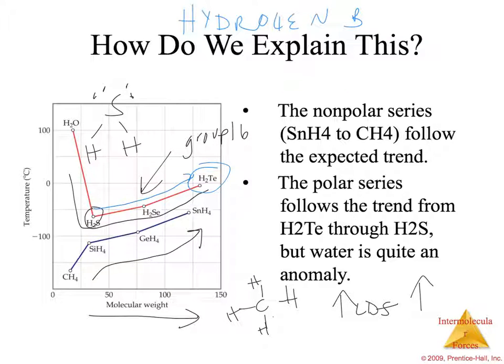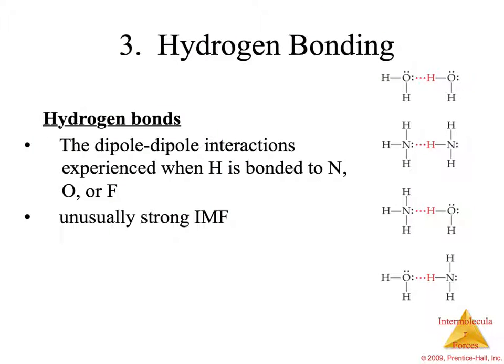The boiling point increases slightly as molecular weight increases. But this tiny molecule, which has a very low molecular weight, only 18 grams per mole, has a very high boiling point. So this is strange. This is not following the trend. Why is that? The answer is something called hydrogen bonding.